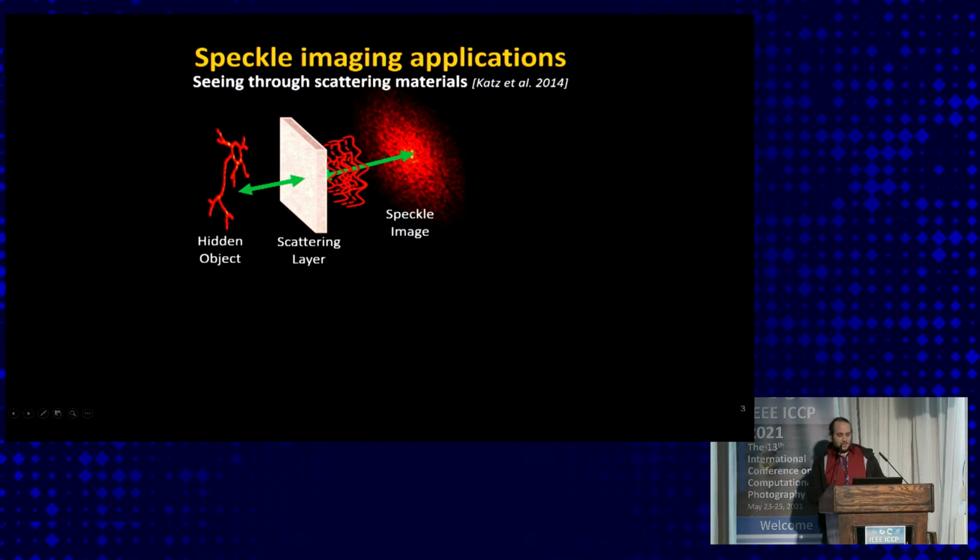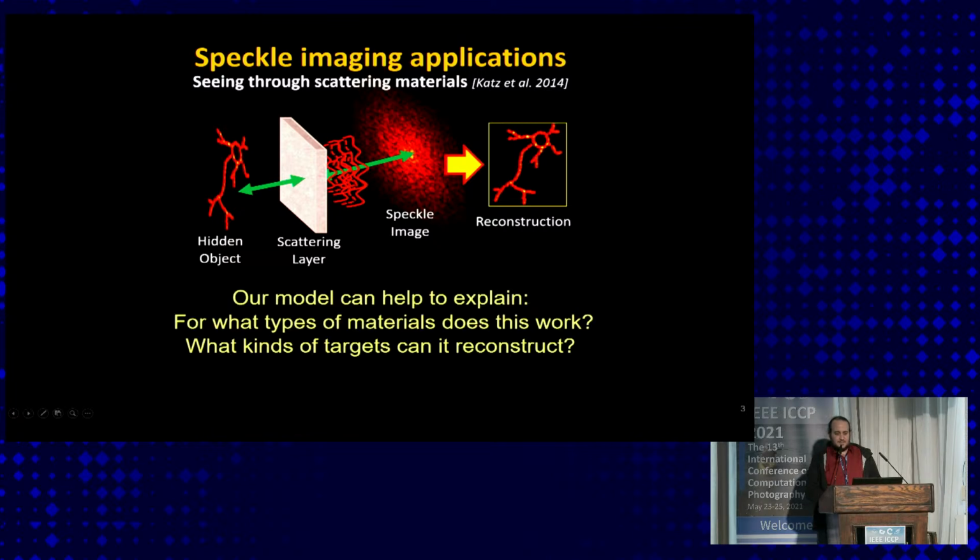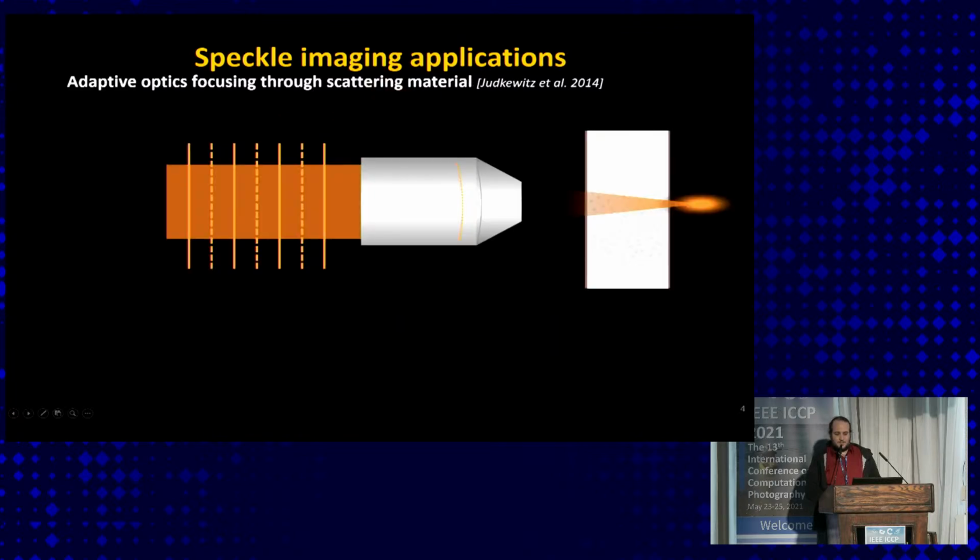The goal is to recover a clear image of fluorescent sources that is hidden behind a scattering layer. The speckle memory effect makes it possible to remove the effect of scattering by simply computing the autocorrelation of the speckle image. An analytical model for speckle statistics can help us investigate for what types of material this procedure will succeed. Another application of speckle statistics is in adaptive optic focusing.